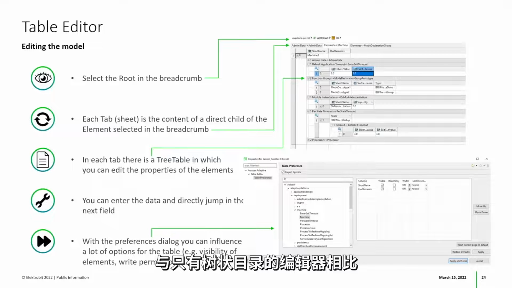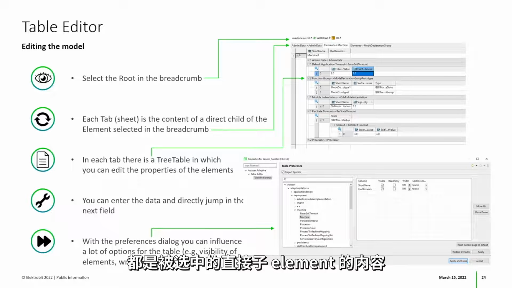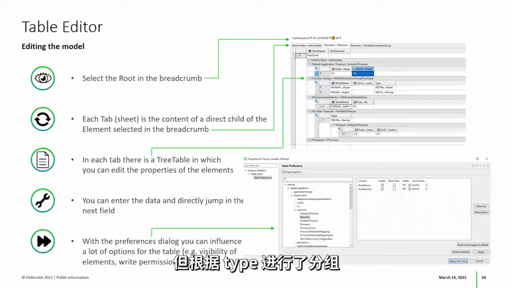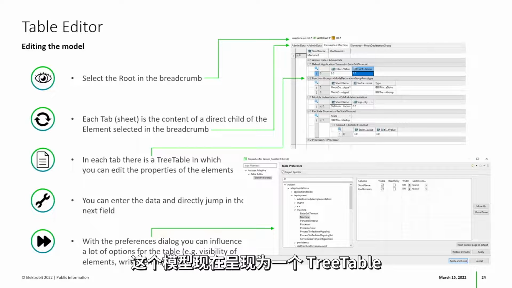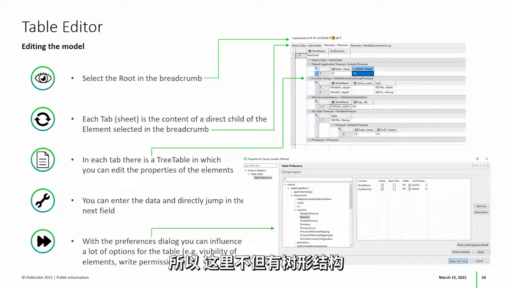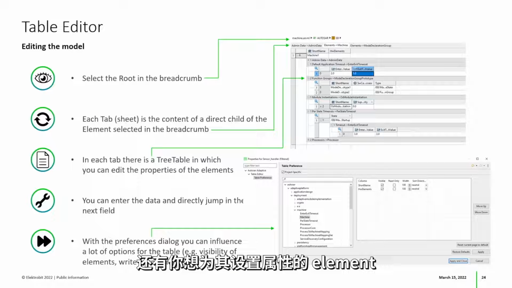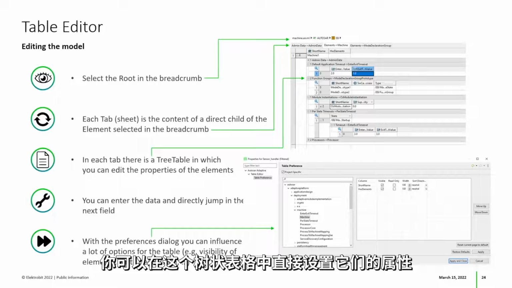And this is now a little bit more complex than having only a tree. So you have also a breadcrumb where you can select the root of your model. Each tab is now the content of a direct child of the element that is selected, but grouped by the type. I will show this in an example where it gets really obvious what this means. And the representation of the model is now a tree table. So it's not only the tree, but also the properties that you want to set on the elements are here, and you can set them directly within this tree table.